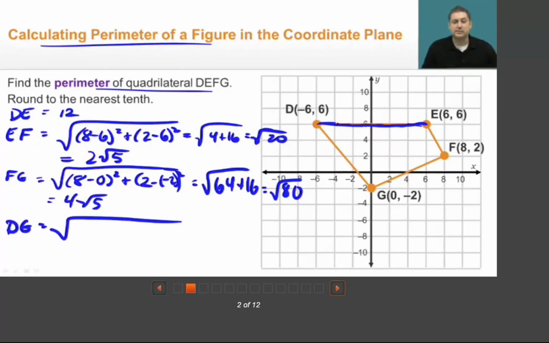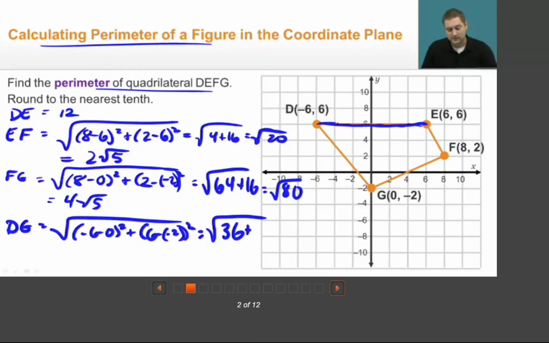I'm going to take D as my second point, G as my first point, so I'm going to get the quantity negative 6 minus 0, quantity squared, plus 6 minus negative 2, quantity squared. Negative 6 minus 0 is a negative 6, and when I square it, I get 36. And 6 minus negative 2 is 8. Squaring that value gives me 64. Here, 64 plus 36 gives me 100. So I have 100 under the square root, and the square root of 100 is 10.